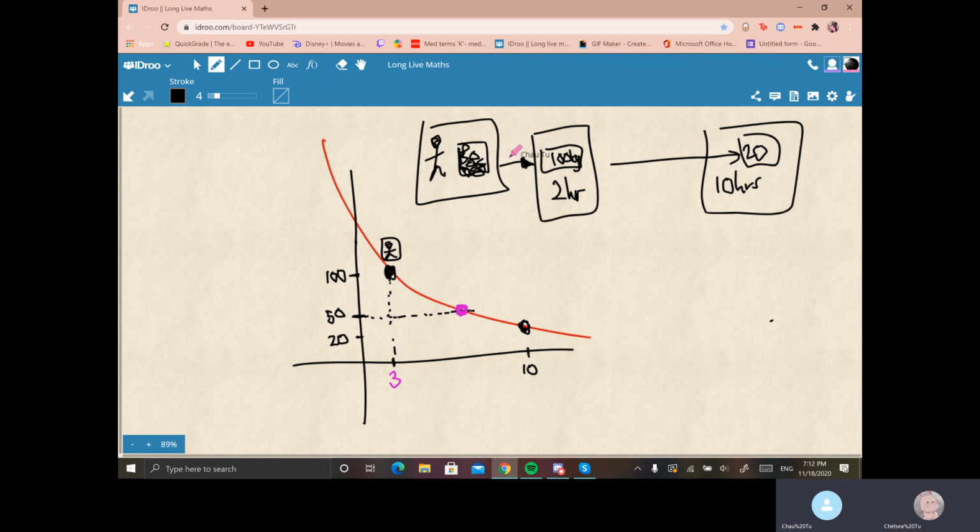I'm going to change this question, Chelsea. Let's say 3 years in, it weighs 100 kilograms, and at year 10, meaning 7 years later, the mass is 20 kilograms. Okay, what's the half-life?